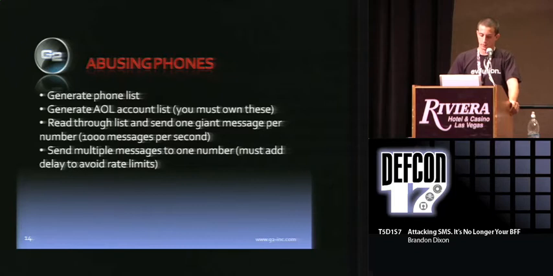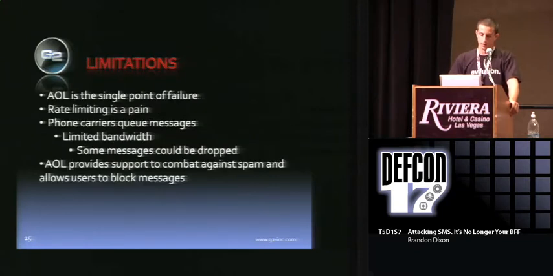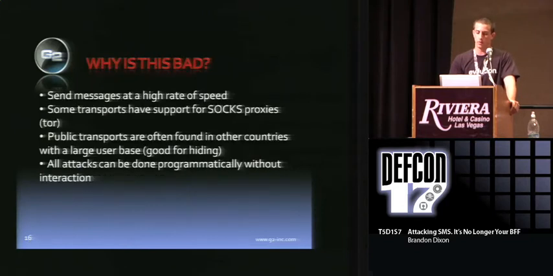So you can also send multiple messages to one number. But like I said, you have to add that delay in there to avoid any throttling on AOL's end. So the limitations: obviously, AOL is a single point of failure. You know, the public transports, there's plenty of them out there that you can bond to. Rate limiting is a pain to deal with. The phone carriers seem to queue up messages. They have limited bandwidth on the channels, so some messages could be dropped. In my experience, depending on how you send them, they will be dropped in some cases. And AOL provides support to combat against this spam and allows users to block these messages now.